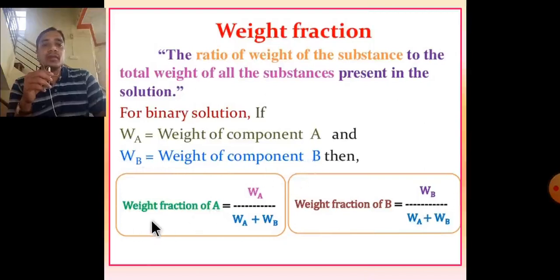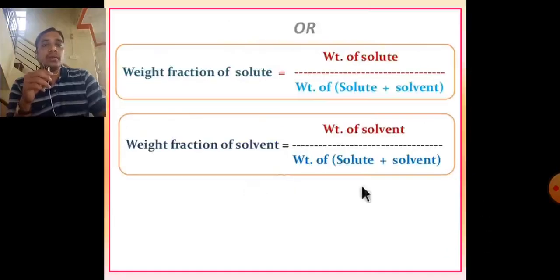For a binary solution, if WA is the weight of component A and WB is the weight of component B, the weight fraction of A is equal to WA upon WA plus WB. Similarly, the weight fraction of B is WB upon WA plus WB. Or, weight fraction of solute is equal to weight of solute divided by weight of solute plus solvent, and weight fraction of solvent is equal to weight of solvent divided by weight of solute plus solvent.